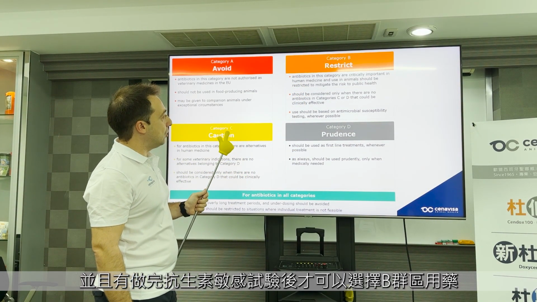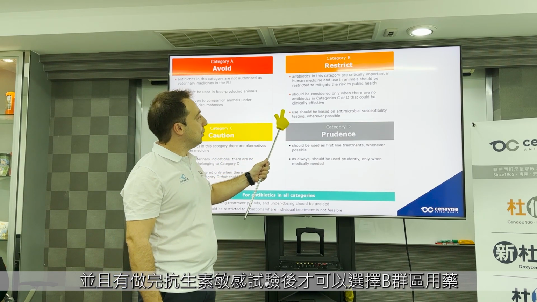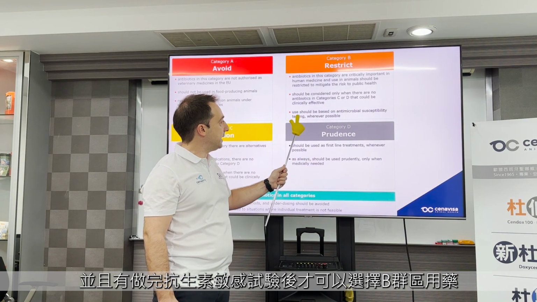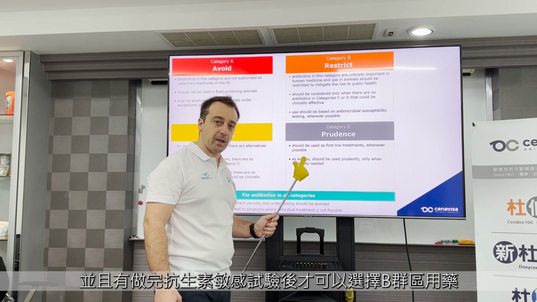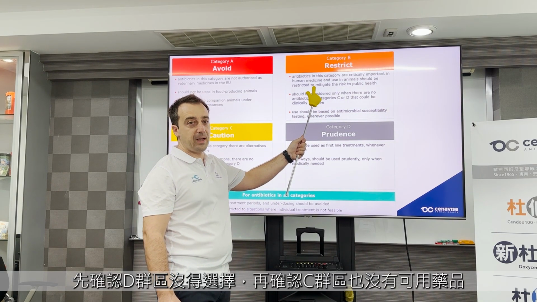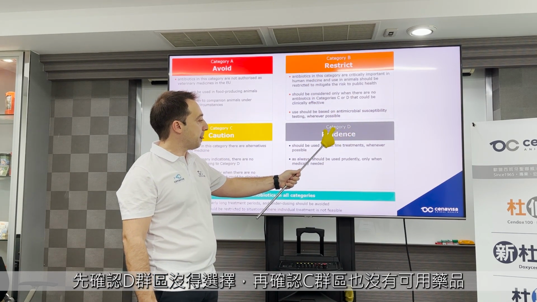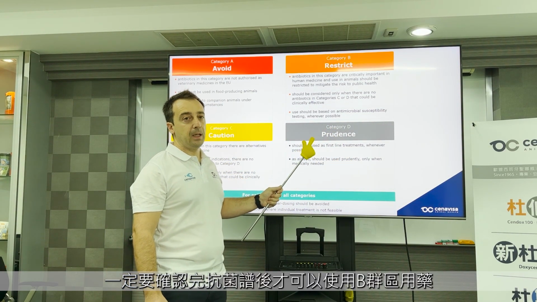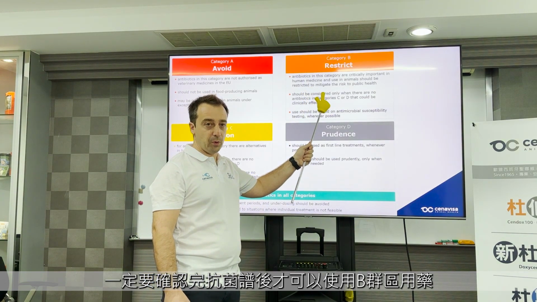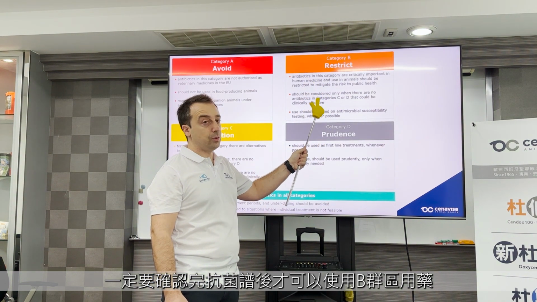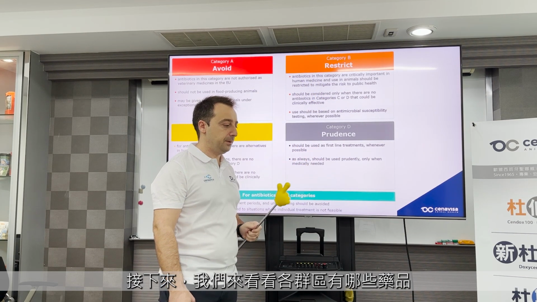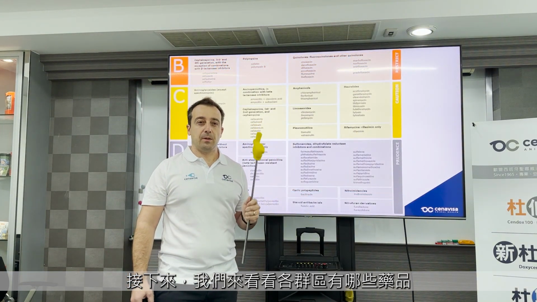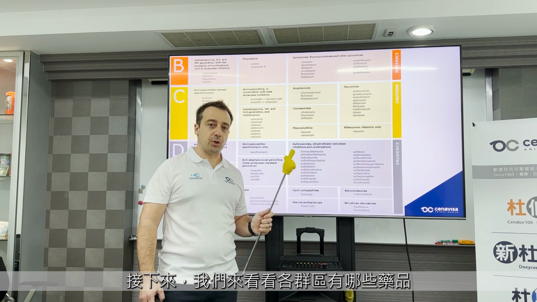But in this case, the use should also be based on antimicrobial susceptibility testing. So you have to make an antibiogram. If you want to use this one, first you have to justify that you don't have an alternative here or here, and apart from this, you have to make an antibiogram to prove that you really need to use products of this category. Okay? Now we'll see which molecules are in each group.